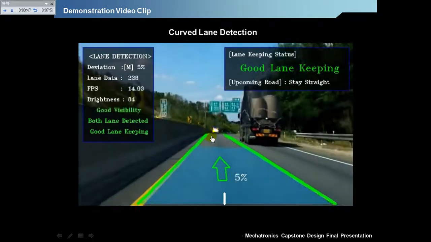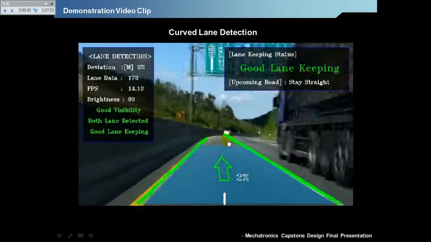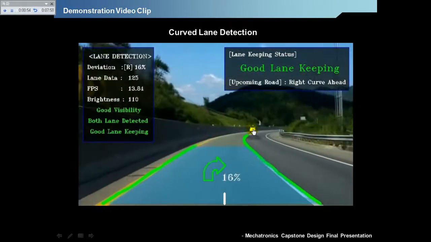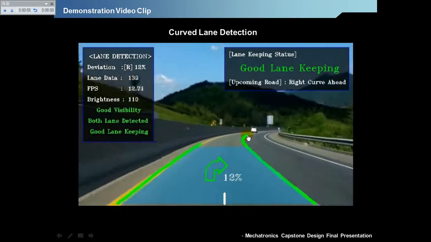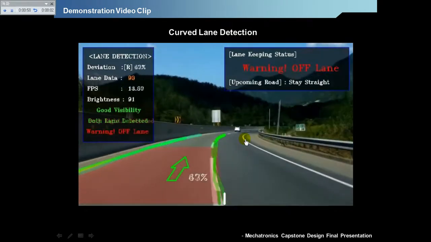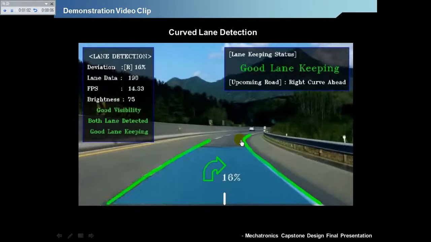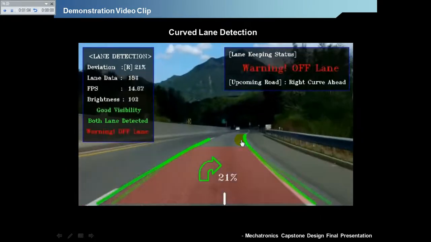When there is a white vehicle near the vanishing point, our algorithm shows instability. And when there is a straight line, it also shows instability.